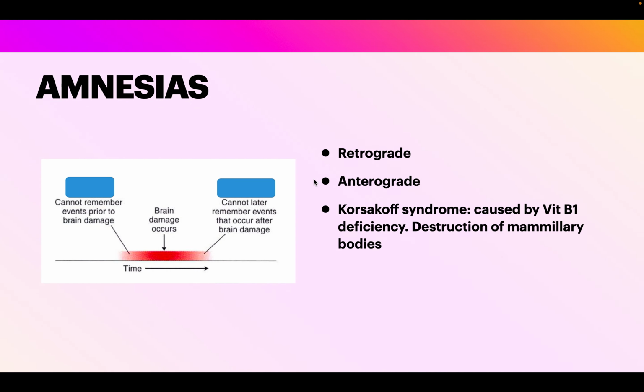So amnesia: retrograde, you can't remember the events before the brain damage, and anterograde, can't remember events that happened after brain damage. Korsakoff syndrome is the more important one because it's brought on by alcohol use disorder, and the main cause is the destruction of the mammillary bodies because of the vitamin B1 deficiency, also known as thiamine. So Korsakoff is generally anterograde, not necessarily brain damage, but they can't remember the events that happened after the drinking.